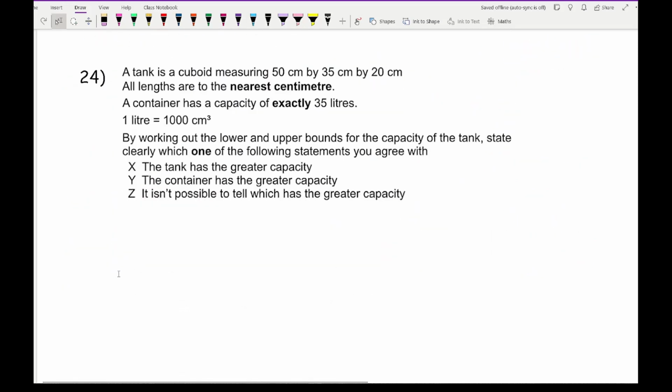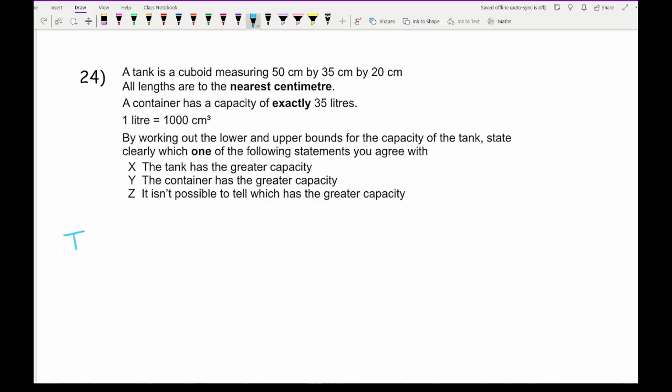Moving on to question 24, it says a tank is a cuboid measuring 50 centimetres by 35 centimetres by 20 centimetres. All lengths are to the nearest centimetre. The container has a capacity of exactly 35 litres. By working out the upper and lower bounds of the capacity of the tank, state clearly which of the following statements you would agree with. So let's have a look at this.